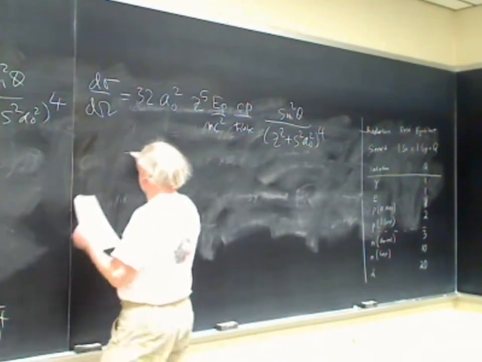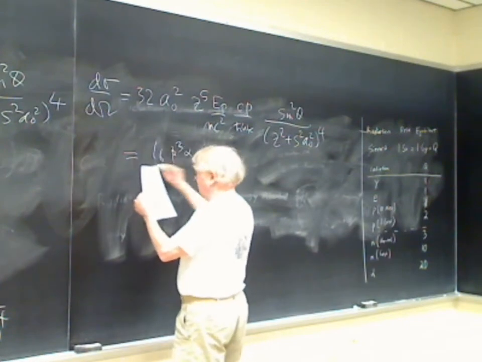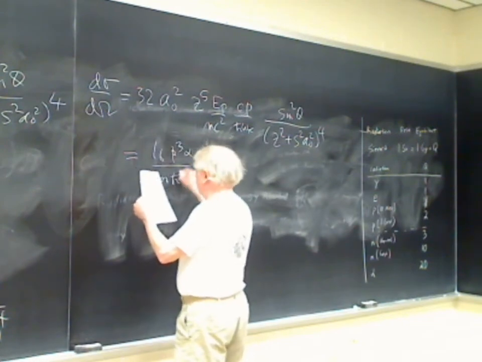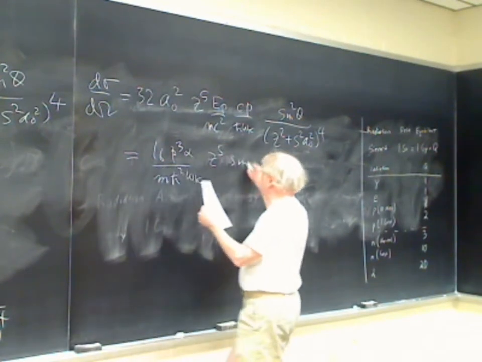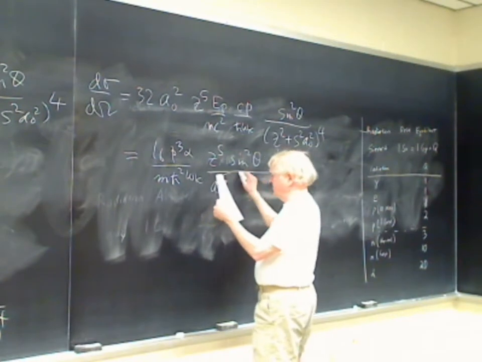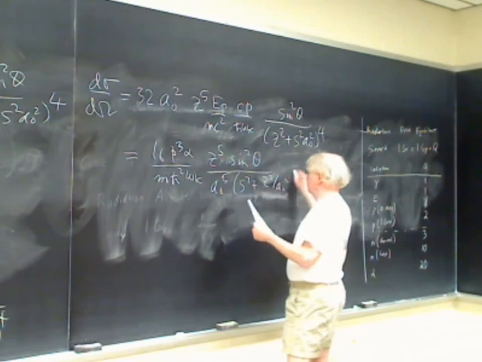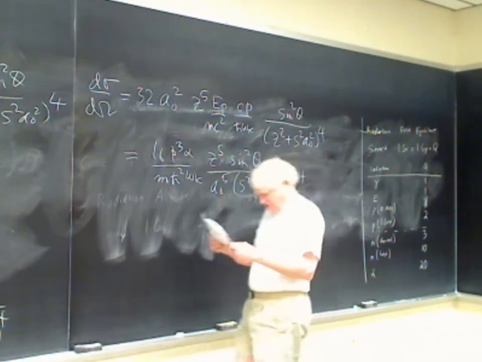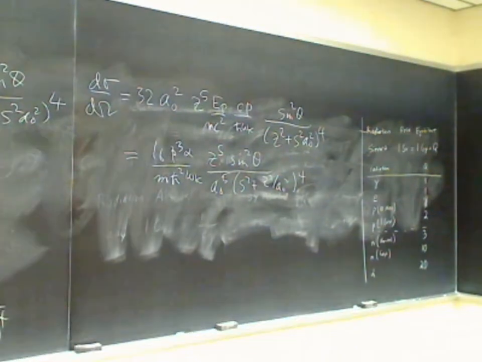Probably the simplest way of writing it is 16 p cubed alpha over m h bar squared omega k z to the 5th sine squared theta over a0 to the 5th, s squared plus z squared over a0 squared to the 4th. Anyway, it's all in the notes and they're online. Now, this was when we averaged over the polarizations of the initial photon.